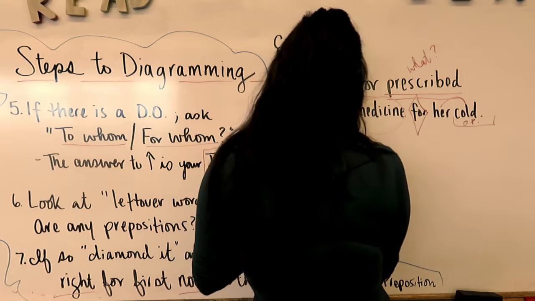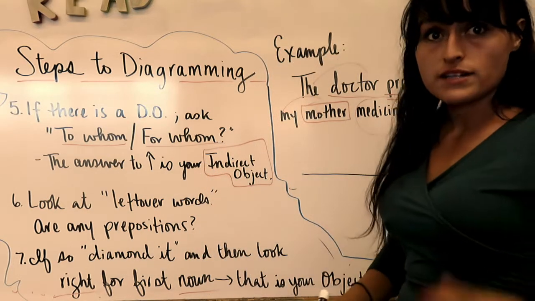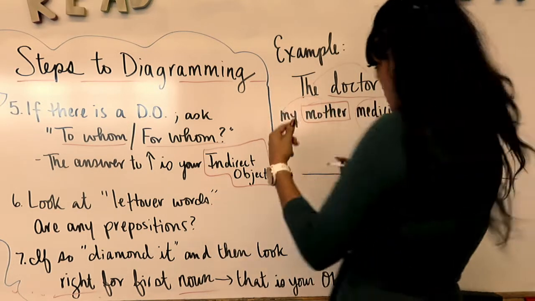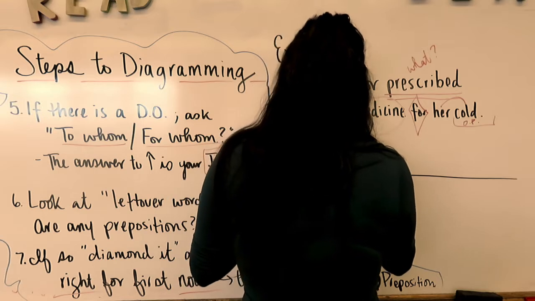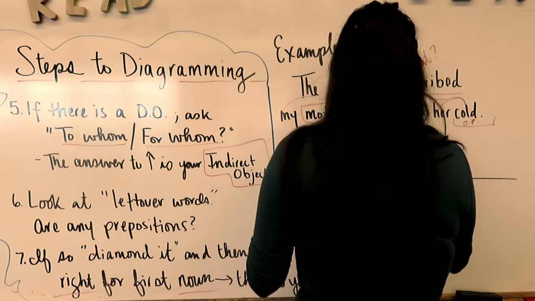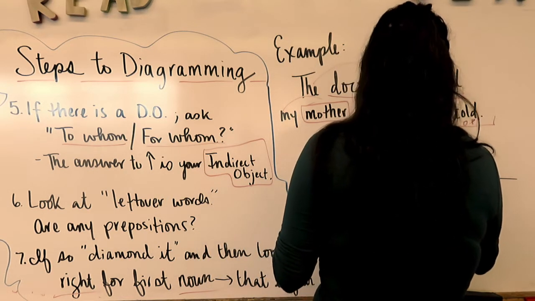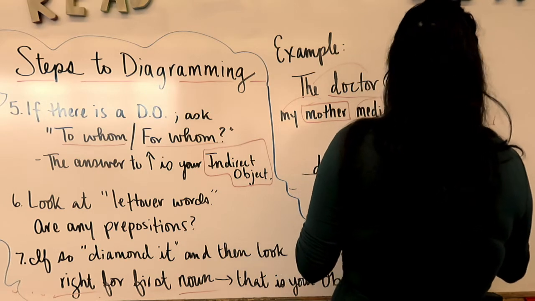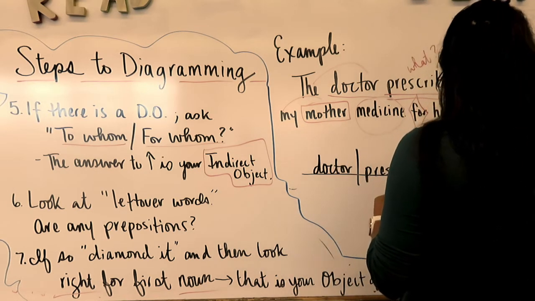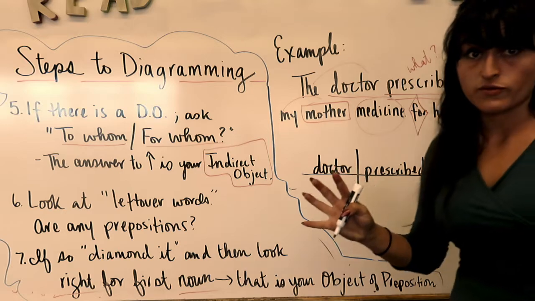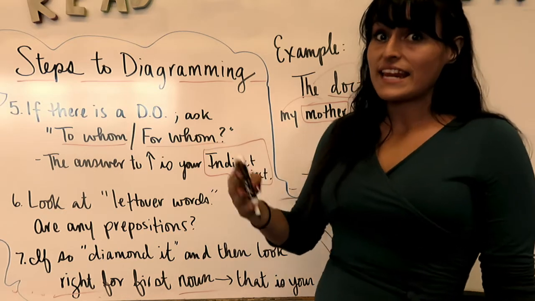Now I'm going to diagram this. Diagram the same way. Subject, verb, DO. Here we go. Subject is doctor. Verb is prescribed. DO is medicine. I'm just going to put med. Okay, so we've done this before, the exact sentence. Now we're adding things onto it.